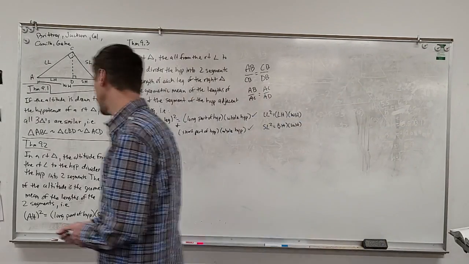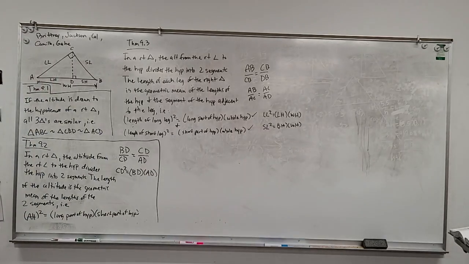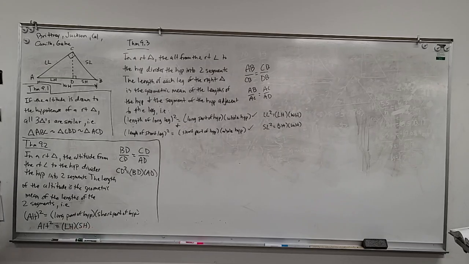We could rewrite this formula here as the altitude. That's not an AH, that's the altitude. Based on the way that we've labeled it now, we could say altitude squared equals long hypotenuse times short hypotenuse. So you could write it like that.